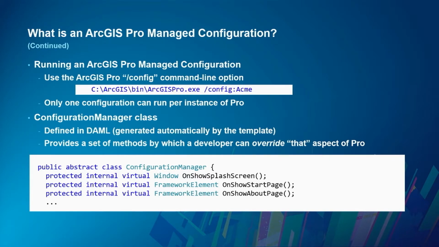So an important class here is a configuration manager class. You're going to define that in your DAML, and it contains a series of callbacks. And these callbacks help you to customize Pro's startup experience, for example, your application title, start page, etc. So all these callbacks are optional. If you don't want to customize a specific startup experience in Pro, you can just not implement the callback, delete it, or return null.